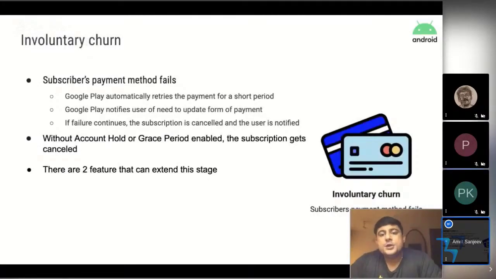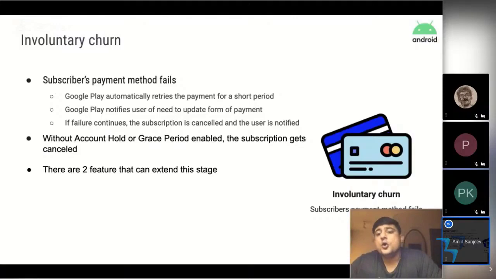Now, involuntary churn is when your payment methods fail. Google Play will automatically retry for 24 hours. That's a short period. It will retry the payment multiple times, and if it continues to fail, Google Play also automatically notifies the user to update the mode of payment because the failure has happened. And if the failure continues, the subscription is cancelled, and the cancellation is also informed to the user.